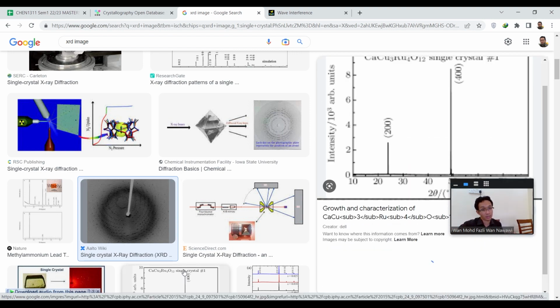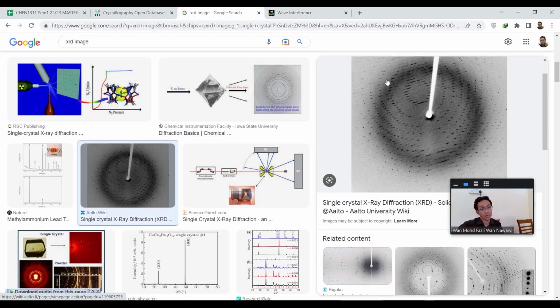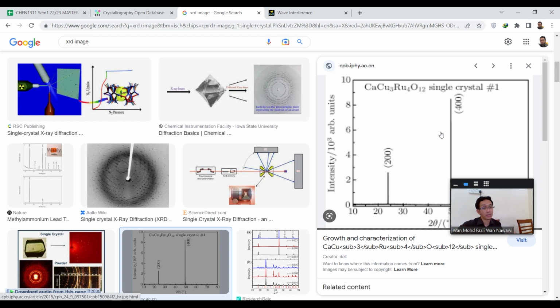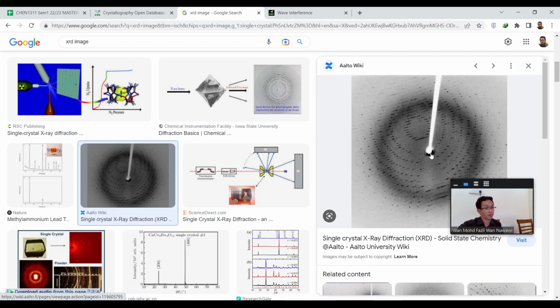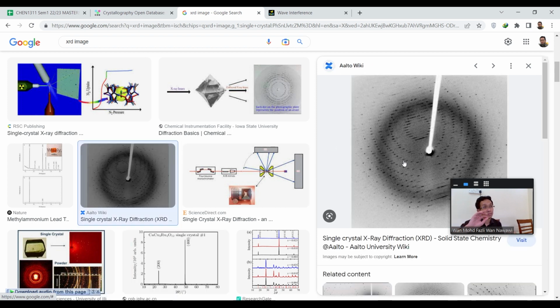This is a photographic plate, and normally for powder diffraction, it's much easier to analyze using the peak pattern. But for single crystal, this is much easier to analyze. For a polycrystalline sample like a powder and so on, it will be very messy if you put it on a picture like this. But because this is single crystal, that's okay.